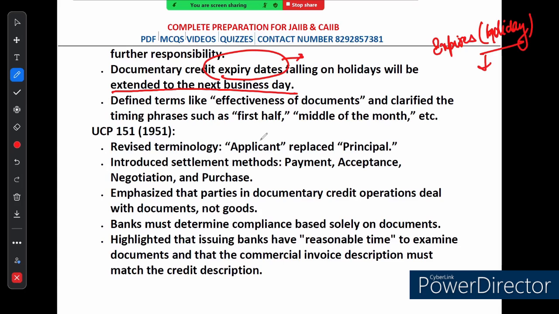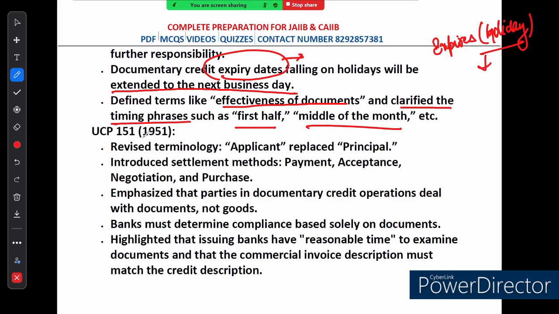The early guideline also defined specific terms like effectiveness of documents and clarified what certain timing phrases mean, for example the phrase "first half" or "middle of the month." These were given clear definitions to avoid any confusion. This level of detail helped ensure that everyone was on the same page, literally and figuratively.